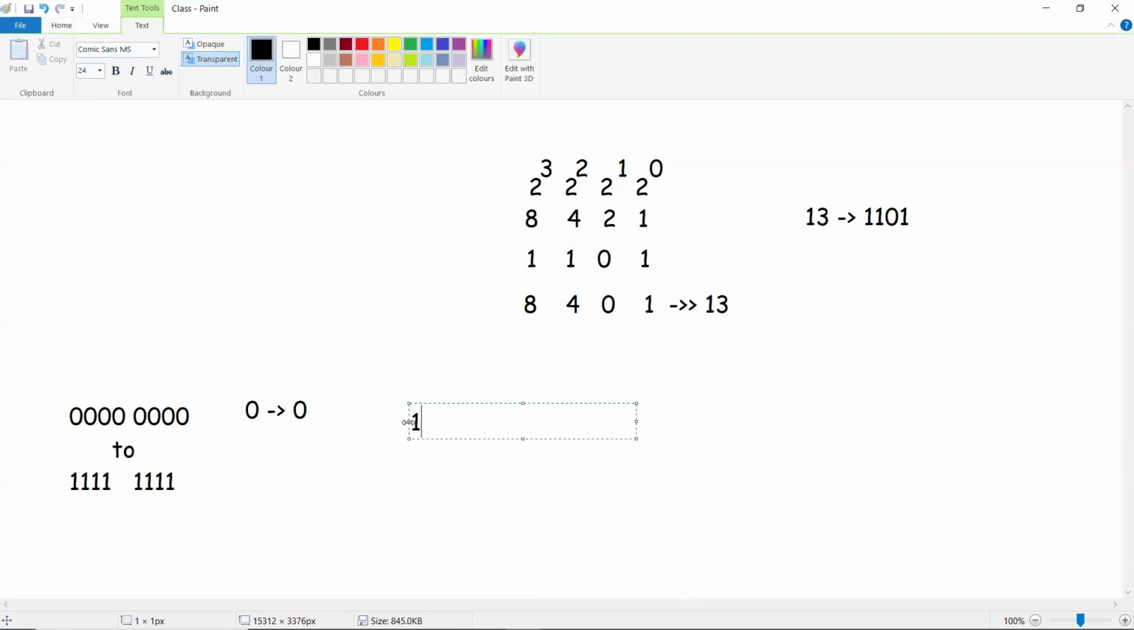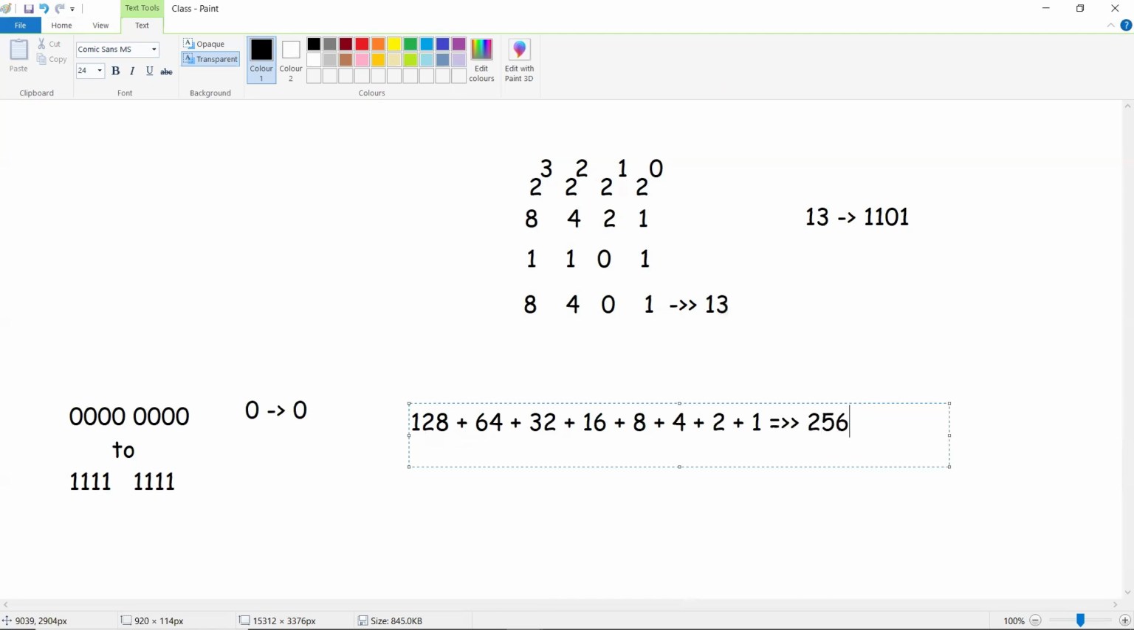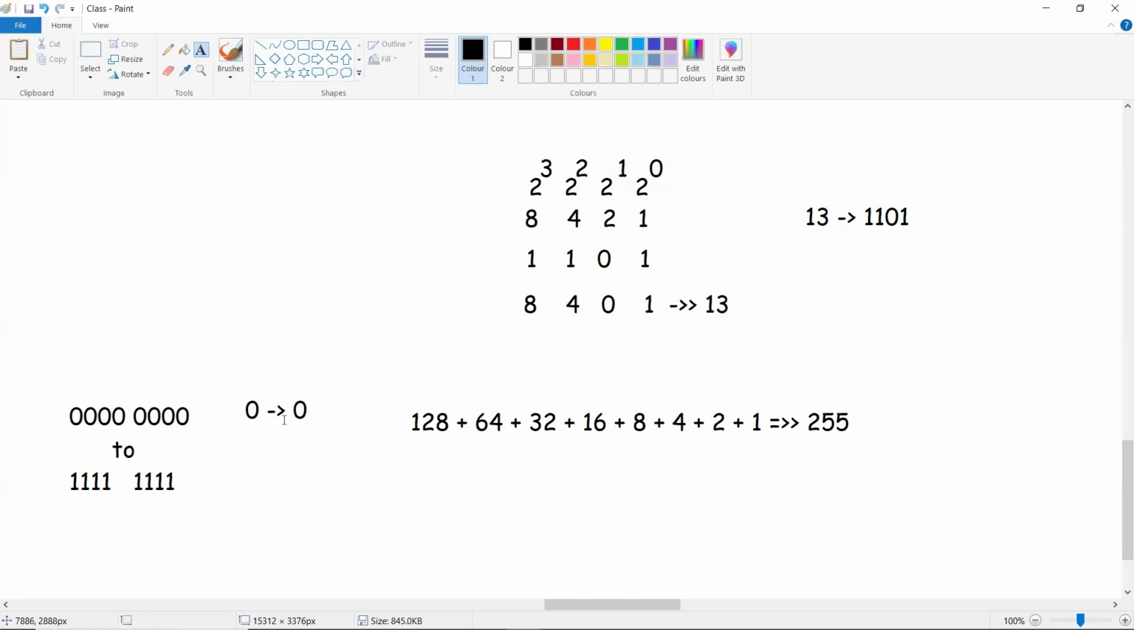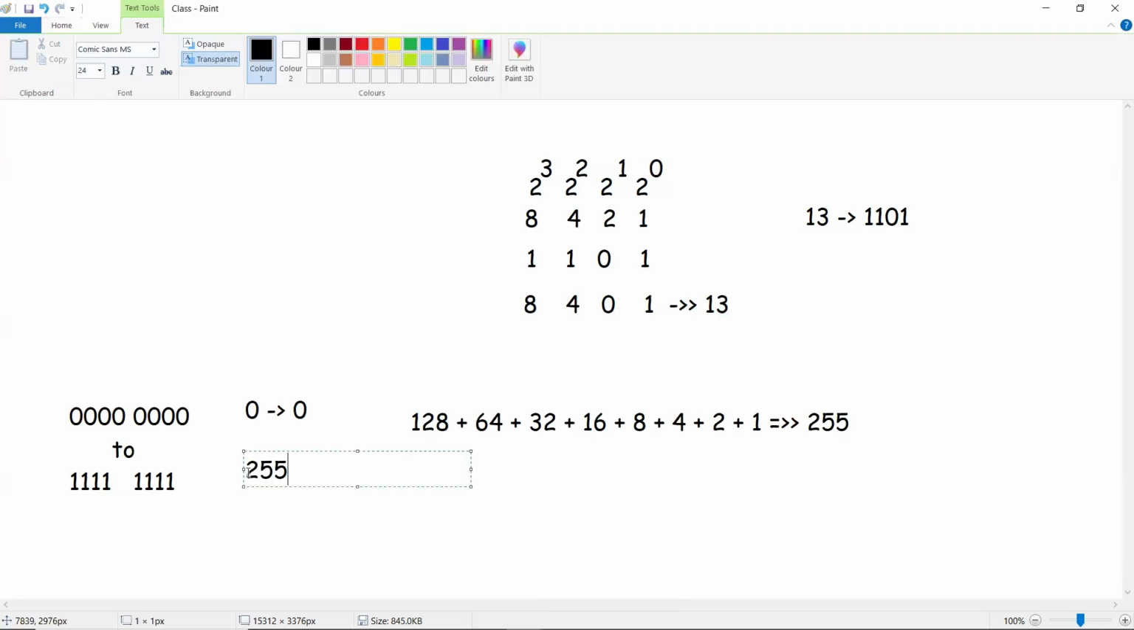Means you basically start something like 128 plus 64 plus 32 plus 16 plus 8 plus 4 plus 2 plus 1. So this whole adds up and gives us the value 256. Sorry, this all adds up and gives the value 255. So basically you see now the lowest value is 0 and the highest value is 255.